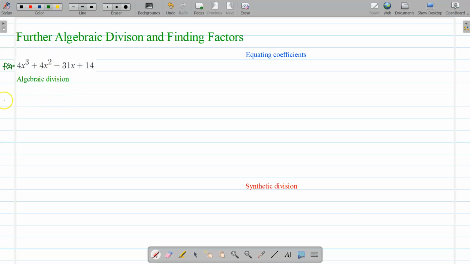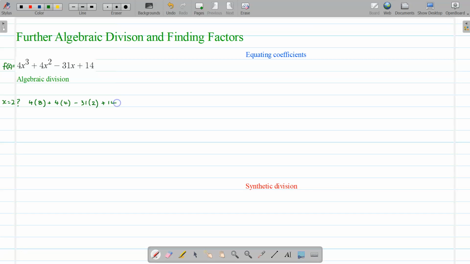Now we're going to try 2. So I'm just going to put here x equals 2, question mark, so we can try it out, because 2 is a factor of 14 and it's usually quite a low number that they would give you in a question to find. So we're doing 4 times 2 cubed, so it's 4 times 8. We've also got to add 4 times 2 squared, which is 4 times 4, and we've got to take away 31 times 2, and we've got to add 14. And hopefully it will be 0.